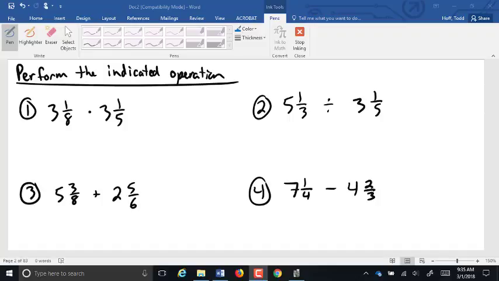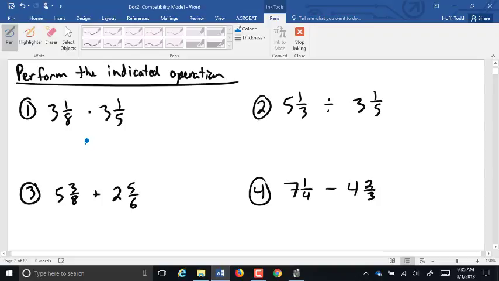Let's see how you're doing on these so far. So the first one up here, multiplying. When we multiply mixed numbers, what do we have to do to them? Turn them into improper fractions. Very good. 3 1/8 becomes 25/8. Good. 3 1/5? 16/5. Then what?